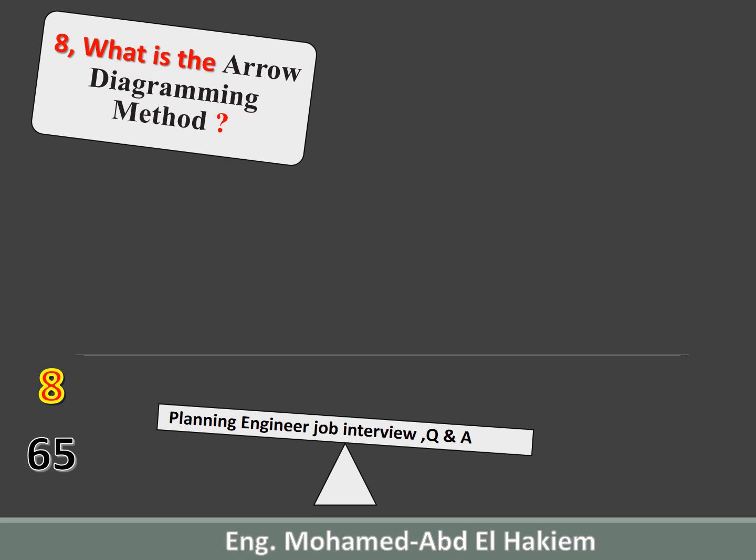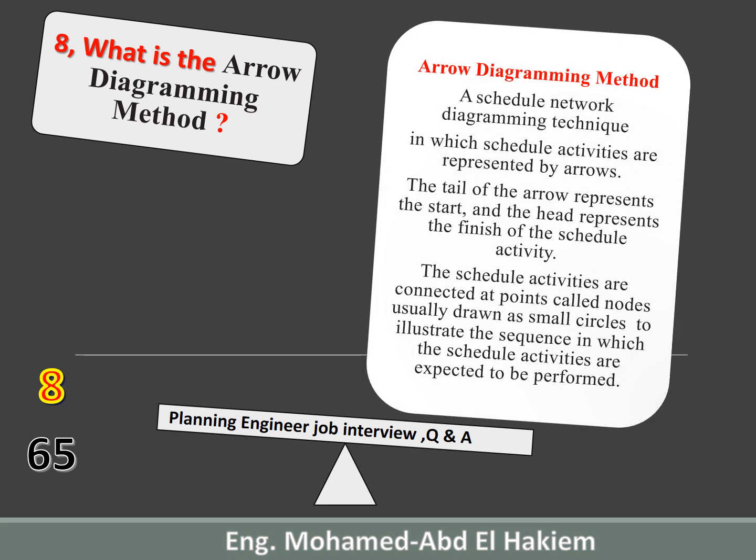8. What is the arrow diagramming method? Arrow diagramming method is a schedule network diagramming technique in which schedule activities are represented by arrows. The tail of the arrow represents the start, and the head represents the finish of the schedule activity. The schedule activities are connected at points called nodes, usually drawn as small circles, to illustrate the sequence in which the schedule activities are expected to be performed.